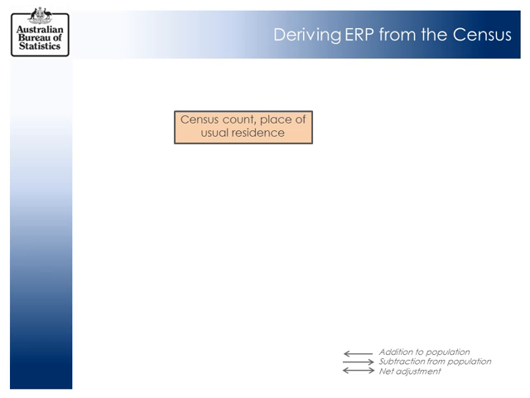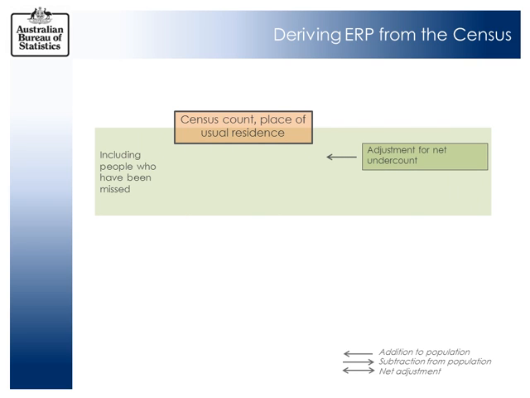The census gives us the 5-yearly base for calculating ERP for each region in Australia, from the states and territories right down to the smaller sub-state geographies. We first determine where a person usually lives, which comes directly from the question on the census. There are then 3 main adjustments made to these census counts to turn them into population estimates. We adjust for those who weren't counted on census night and those who were counted more than once, based on information from the post-enumeration survey, also known as net undercount.